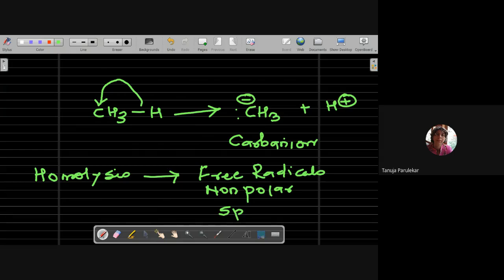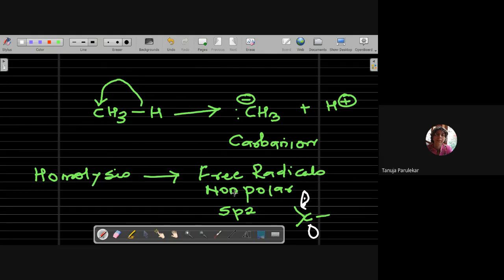sp2 hybridized shape. If somebody tells you to show the shape, you can show it like this with the p orbital. This is carrying one electron. Okay, this is not the electron, that is just a dot which has come by mistake. The electron is there in this orbital. In this orbital I have shown this electron. Okay, so this is the free radical, non-polar and sp2 hybridized state.